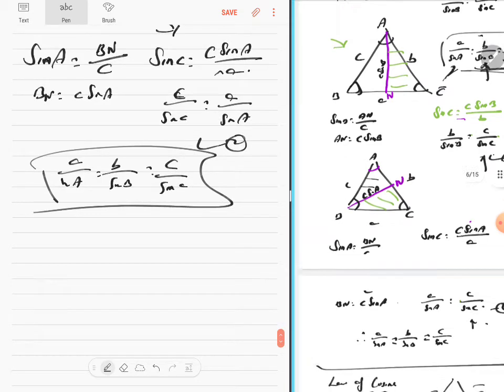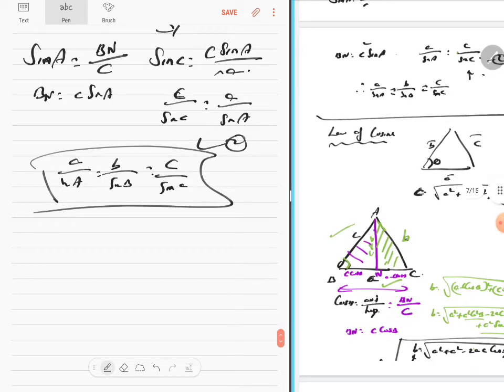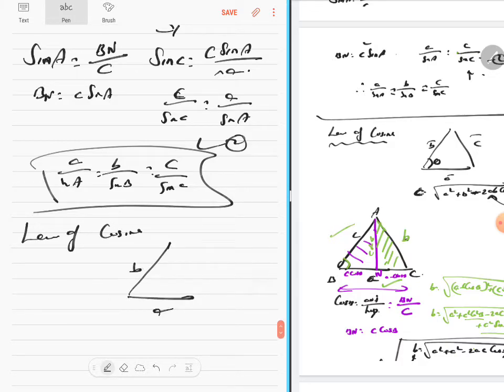Okay. Next is law of cosine. What is law of cosine? First, what is the law? If you know two sides a and b, you can find the third side c, provided you know the angle between a and b.